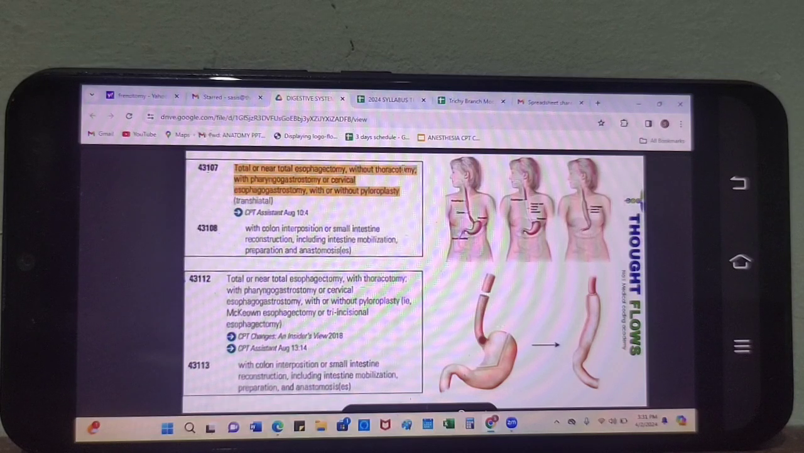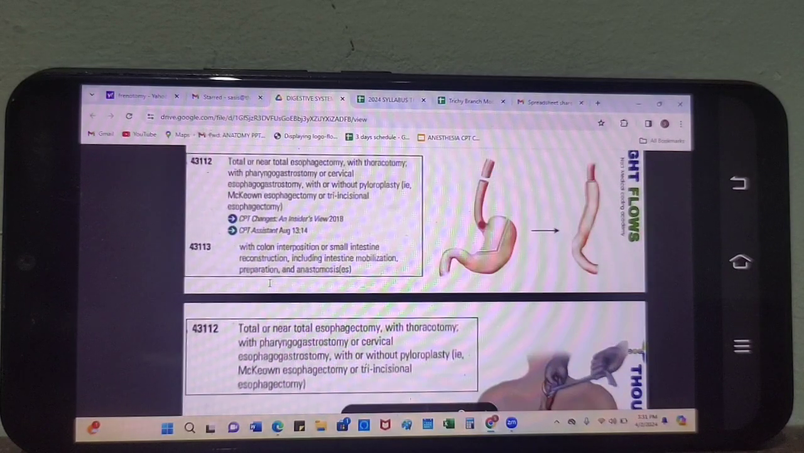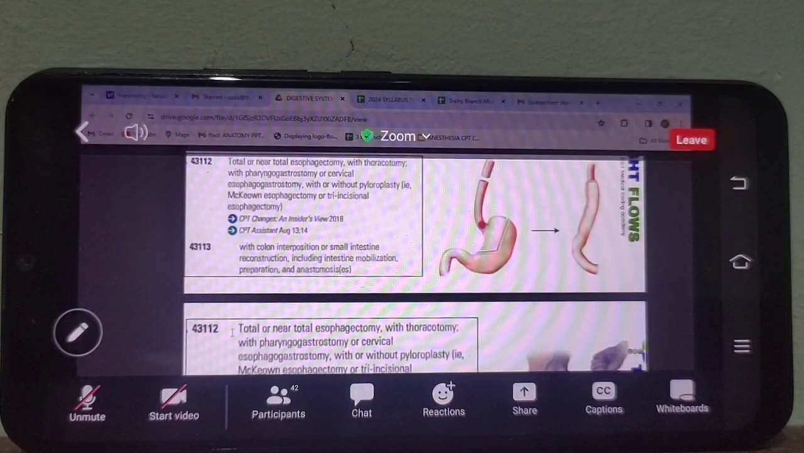Without incision of the thorax, go for 107 and 108. 112 and 113 are for with the thoracotomy. The surgeon makes a cut on the thorax and completes the procedure. That is the difference, but all of the core sections are the same. The procedures are the same. The difference is without thoracotomy and with thoracotomy. That's it. Then we already discussed 43112.